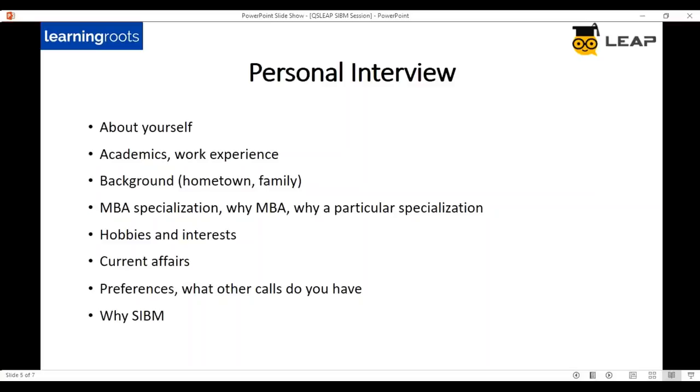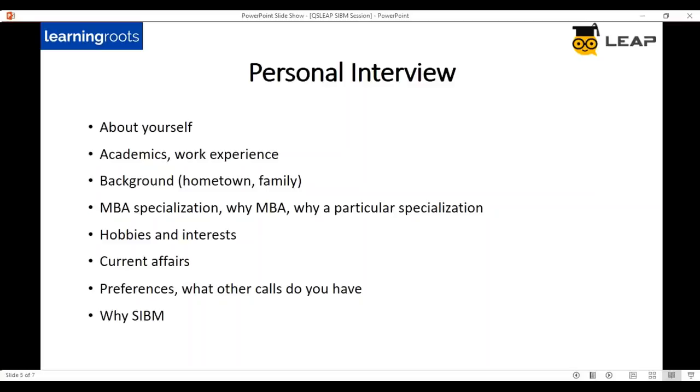Another thing that SIBM likes to do is ask your preferences. So what other calls do you have? The typical question. They may ask you, okay, when did you start preparing for MBA entrance exams? What are your scores in different exams? What other calls do you have? And then, of course, preferences.